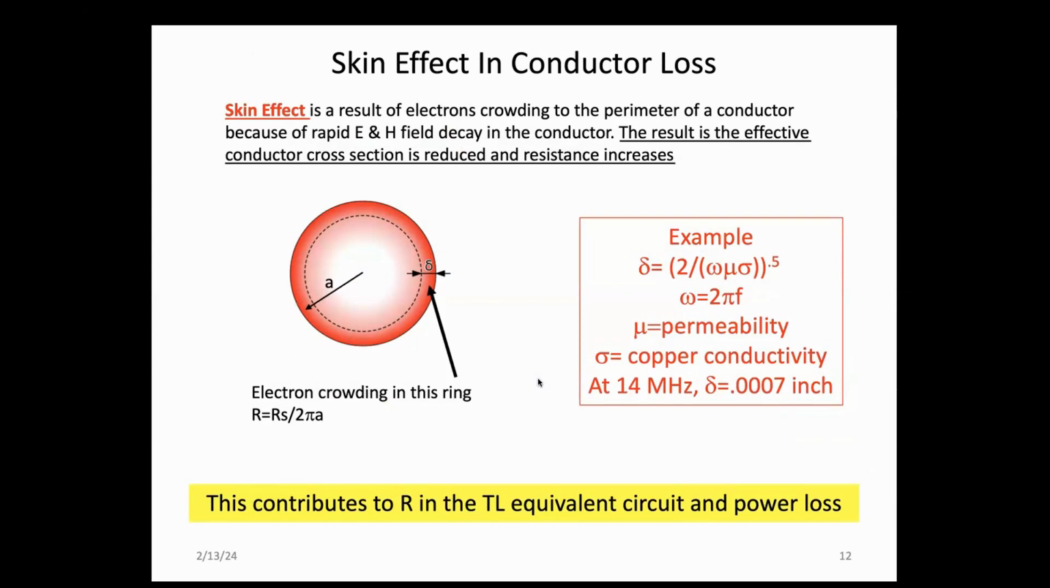And as a result, as delta gets smaller, for example, if frequency increases, then the skin depth gets smaller and smaller, and the conductor resistance gets bigger and bigger. So as frequency goes up, the conductor resistance increases, you get more I squared R losses. As an example, at 14 megahertz, the skin depth is less than 1/1000th of an inch. So it's pretty tiny. But nevertheless, this is what contributes to R in the transmission line equivalent circuit.